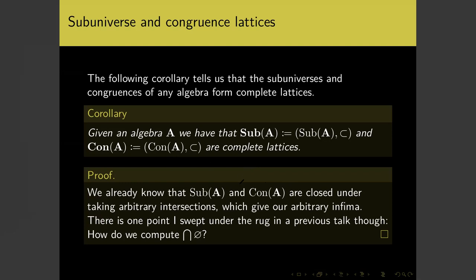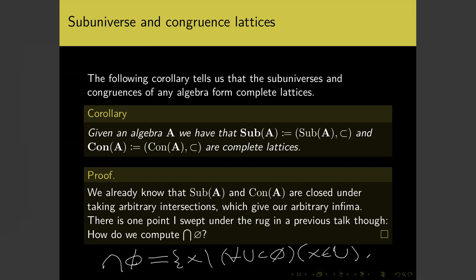There is one point which I have swept under the rug in a previous talk though. How do we compute the intersection of an empty collection of subsets? If you think about this for a minute, you'll realize that it seems like there's a problem. If I try to write the intersection of the empty collection as the set of all x such that for all u in the empty set, x is in u, this would agree with the conventional definition of taking an intersection of a collection of sets.